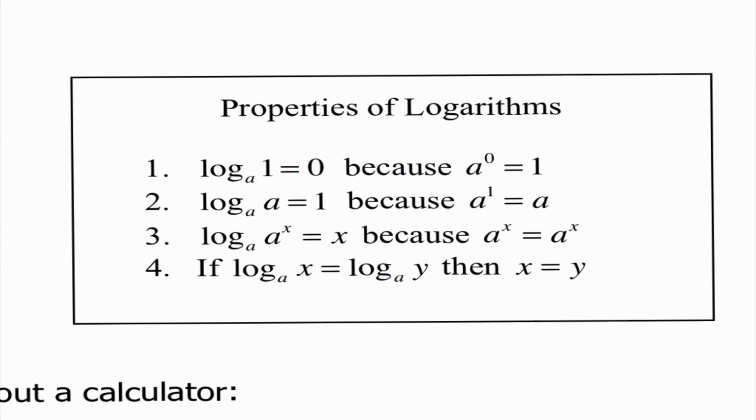Our next one, log base a of a equals 1. So what this is telling us is that whenever these two numbers are the same, it's always equal to 1. And the reason is because if we change this into exponential form, a to the first power equals a. Next, if these numbers are the same and I have an exponent, this logarithm is always equal to the exponent because if I change it to exponential form, a to the x power equals a to the x. Lastly, if we have two logarithms equal to each other and they have the same base, whatever we're taking the logarithm of is also equal to each other.